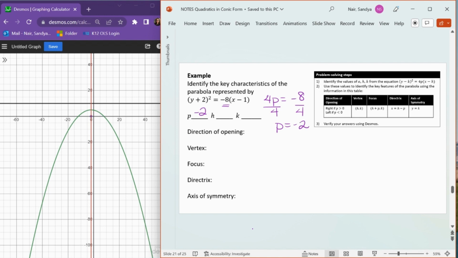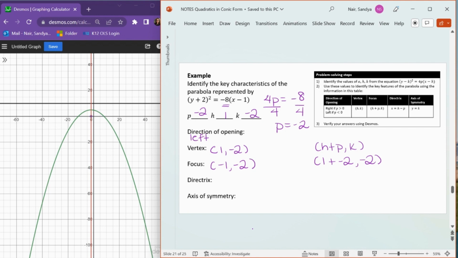So p will be -2, and remember h and k will have the opposite sign of what we see. So h will be 1 and k will be -2. Since p is negative, this parabola is going to open left. The vertex will be located at h, k, so that's going to be 1, -2. The focus, well, we can use h plus p, k to figure out the focus. So h we said is 1, and then p is -2. So we have 1 plus -2, and then k, which is -2. 1 plus -2 is -1, so we have -1, -2.